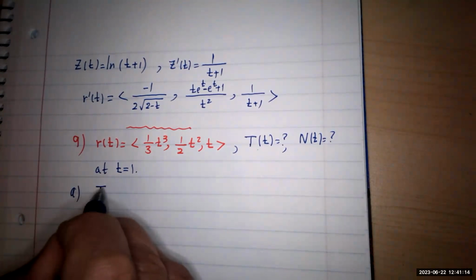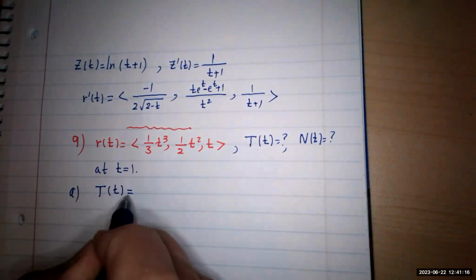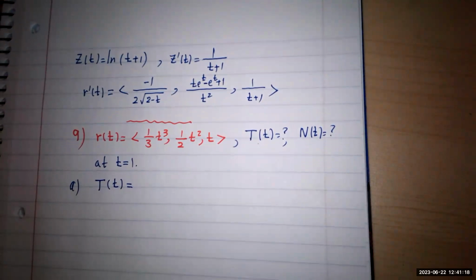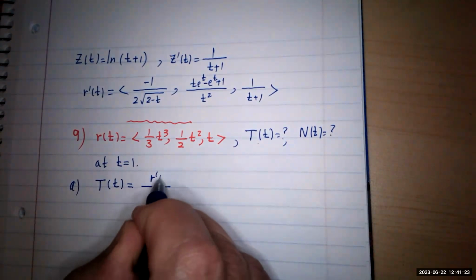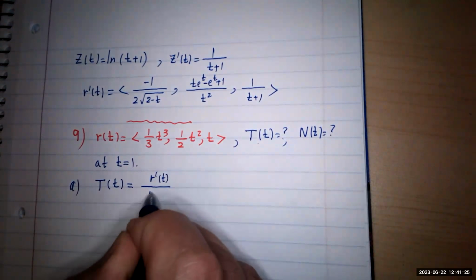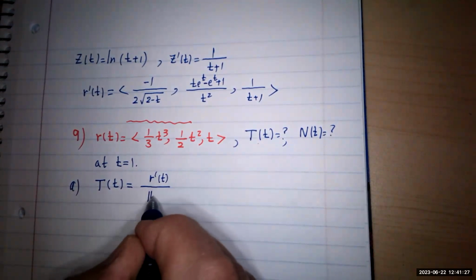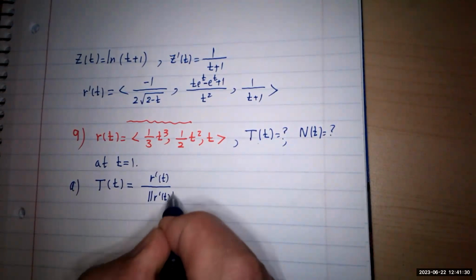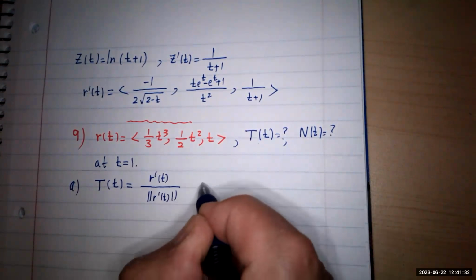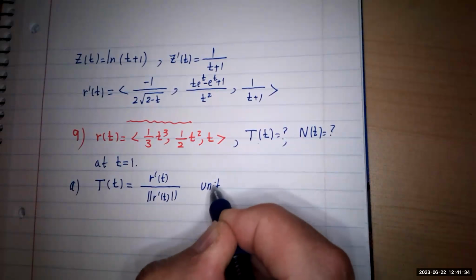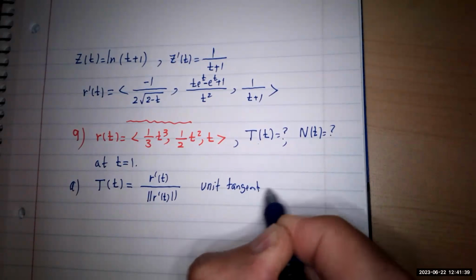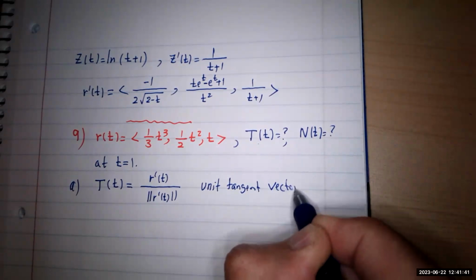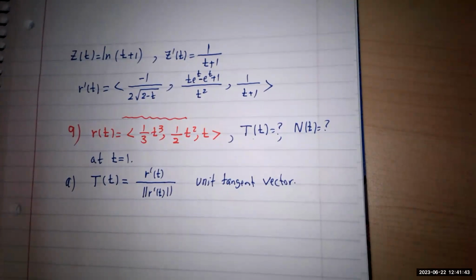Part 1, we know that the T of t is the tangent vector, which is normalized. So the tangent vector is r prime. r prime of t, normalizing means dividing by the norm of r prime of t. So this is the formula for the unit tangent vector. You have to know this formula. Of course, you want to find it at t equal to 1. So let's go and find it.